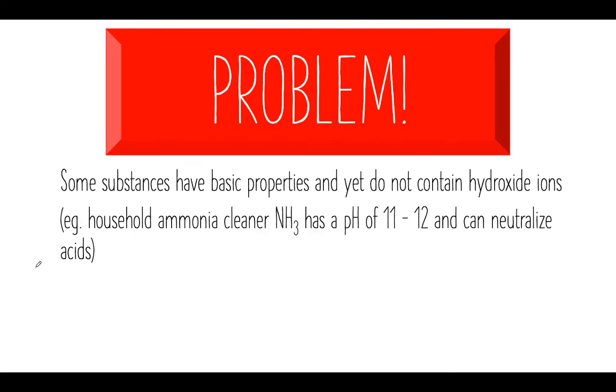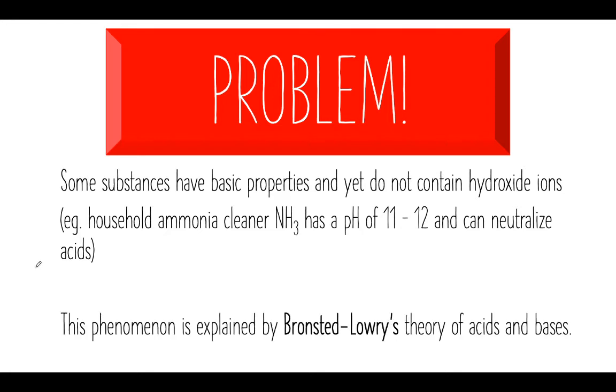For example, NH3 has a pH of 11 to 12 and it neutralizes acids, and we know that those are properties of bases. However, if you take a look at NH3, it cannot dissociate to form OH-, because there's no hydroxide in it. It doesn't contain hydroxide ions. That's where we bring in our second theory, which is our Bronsted-Lowry theory for acids and bases. So between the Bronsted-Lowry theory and the Arrhenius theory, we can explain all acids and bases.